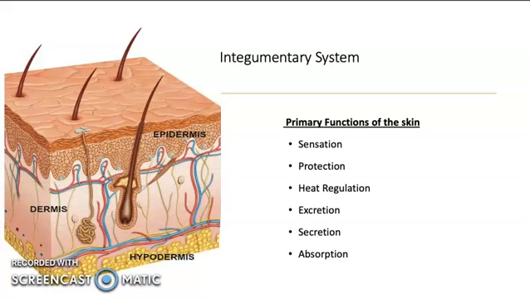So there are 6 primary functions of the skin: sensation, protection, heat regulation, secretion, and absorption. The integumentary system also has 3 layers. The epidermis, which is the most superficial layer, has 5 layers itself, which is the corneum, lucidium, glandulosum, spinosum, and lastly the germinativum.